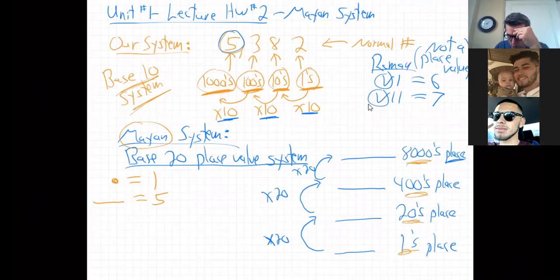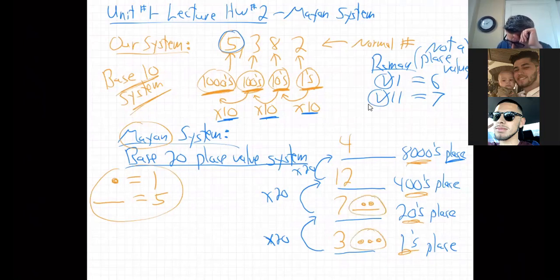So for example, what if they wanted to do the number 3, 7, 12, 4? How would they represent that in the Mayan system? 3 dots in the 1's place. And then 7, how are they going to make 7, do you guys think, using these symbols? They're going to use the 5 and then probably 2 dots, correct? There you go. Yeah, right on. A bar and 2 dots. Right. So they put 3 dots here, a bar and 2 dots.